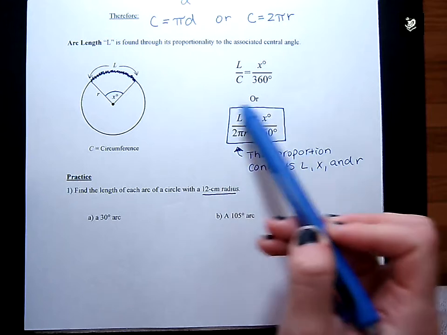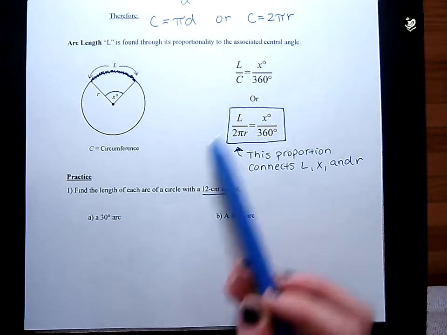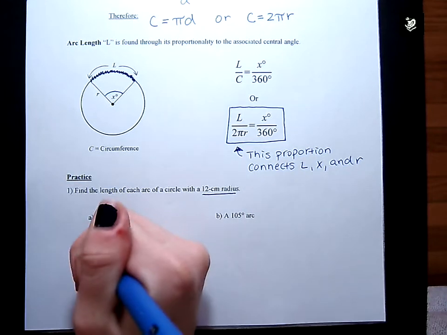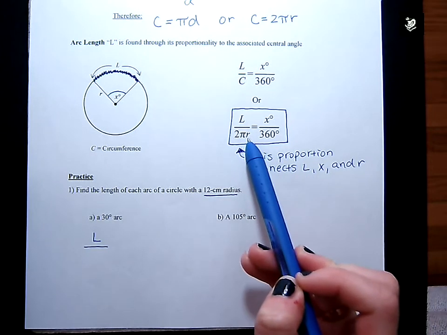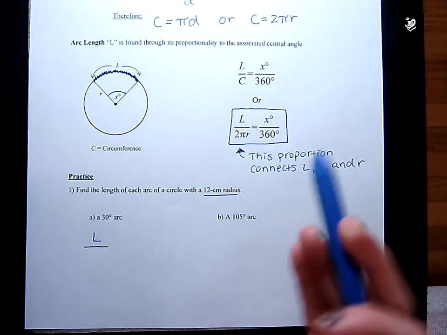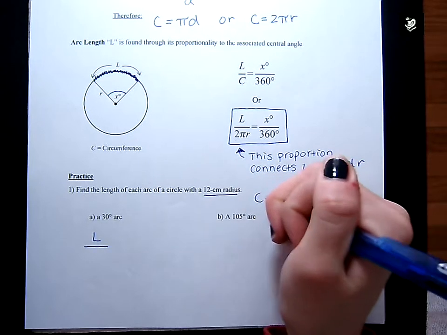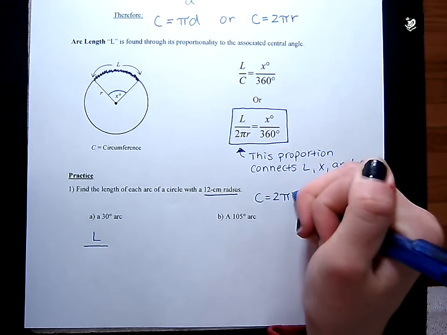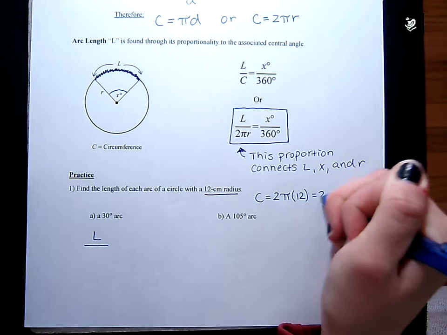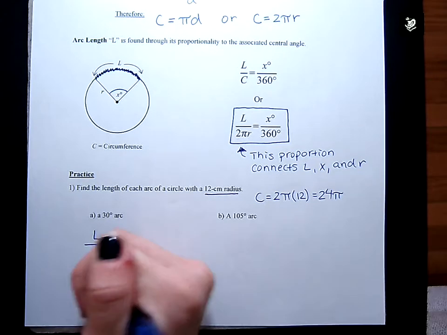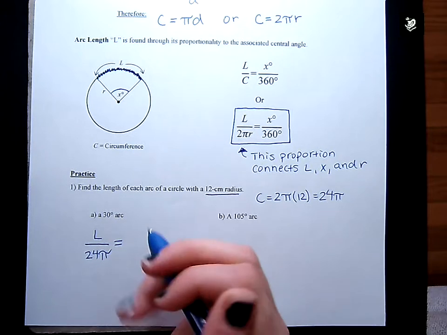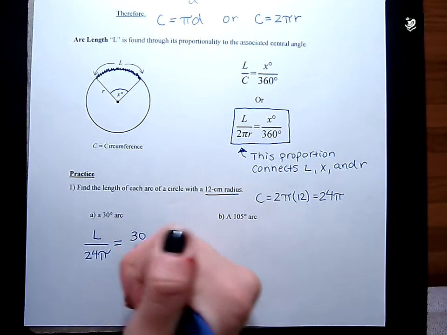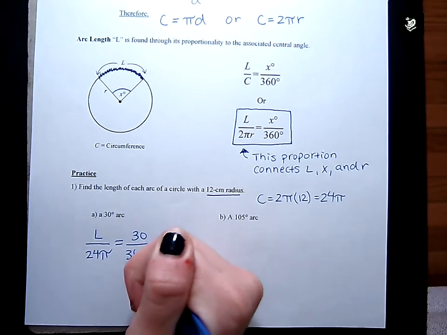So I need to fill in this proportion. L is what I'm searching for. I have to plug in the circumference, so 2 pi r. So the circumference is actually going to be 2 pi times 12. So that's 24 pi. That's going to go underneath my arc length. And that is equal to the degrees, so 30 degrees over 360.